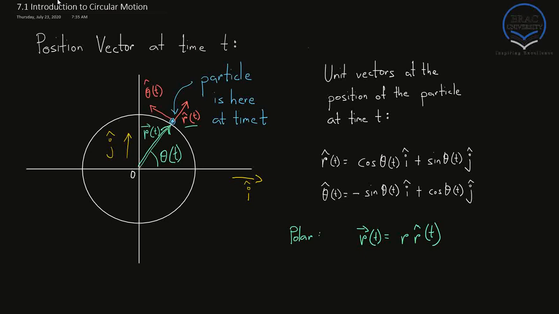What would it look like in Cartesian coordinates? Well, you could just plug this in. In Cartesian coordinates, the position vector would look like r of t equals r cos theta, but theta changes with time, so r cos theta of t i hat plus r sin theta of t j hat.